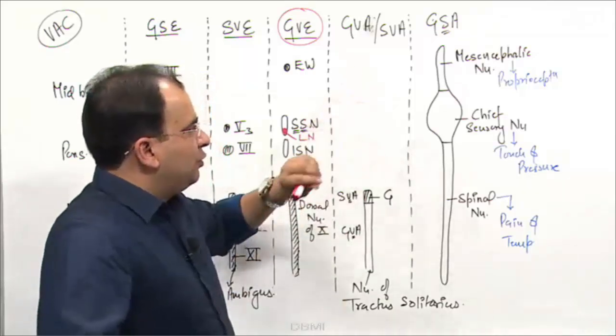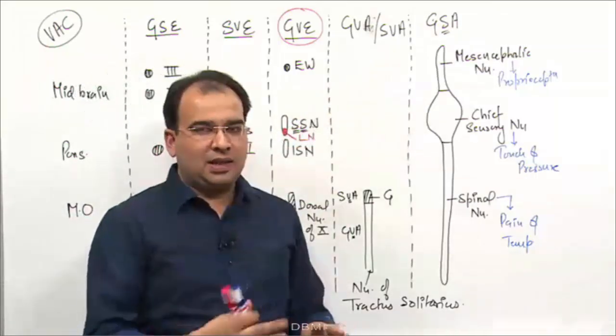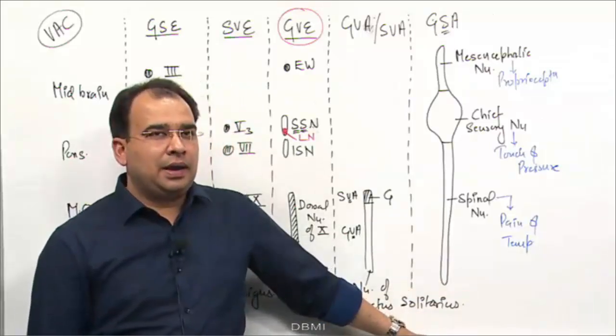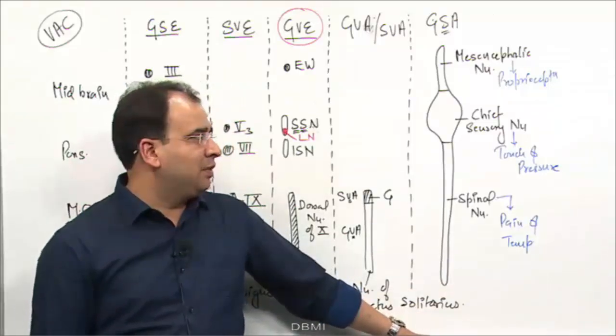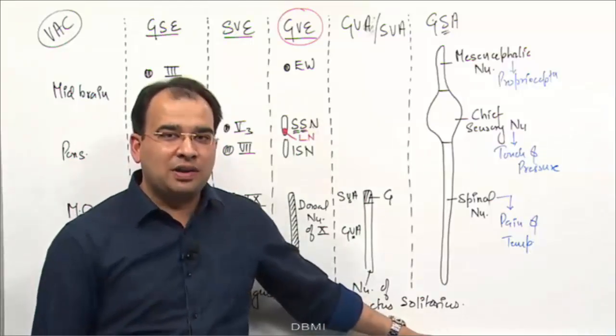Please also note a few important things about this mesencephalic nucleus. Now let me tell you the question which was asked from this and how we go about it. The question asked in AIPG 2009, if I'm correct, was: what is the nucleus for the masseteric reflex or jaw reflex?